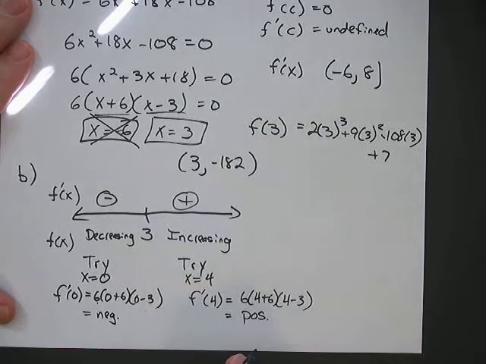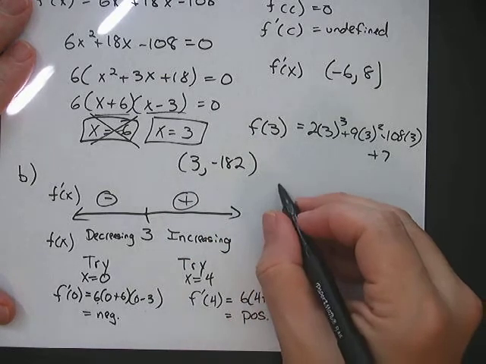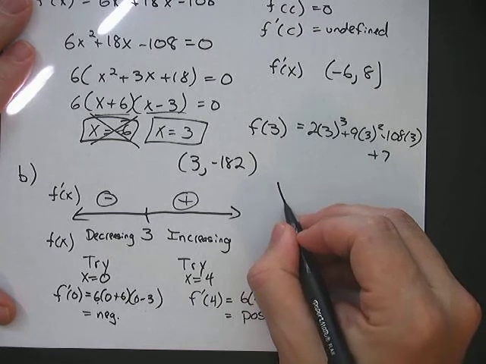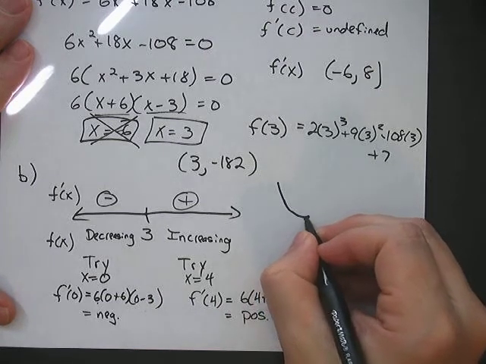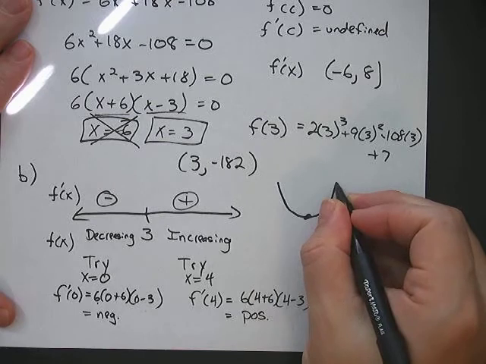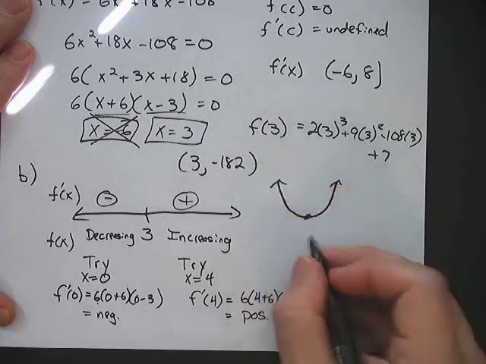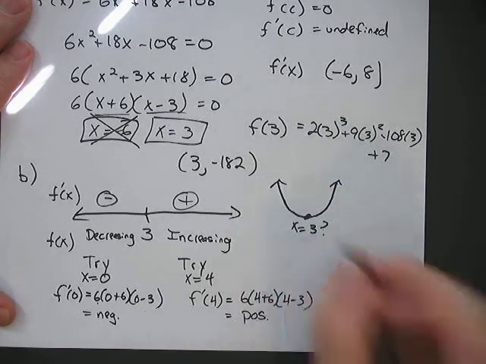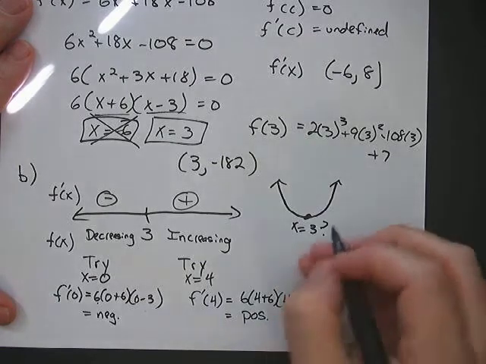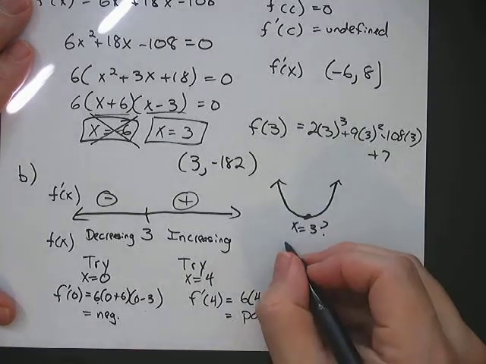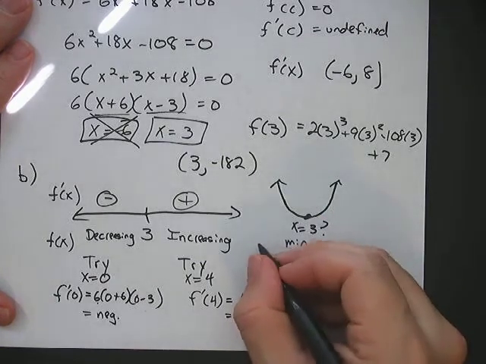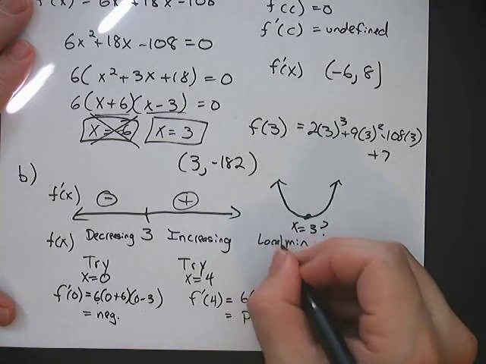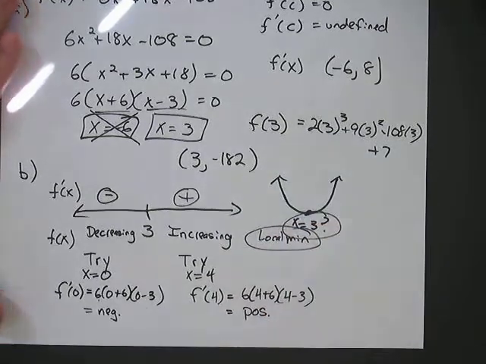Okay, so if before 3 it's decreasing and after 3 it's increasing, what does that mean? Well, let's take a look at what that might look like. So decreasing, get to the point, 3, and then increasing again. So what does that make x equals 3? Is that a minimum or a maximum? Okay, well, we know since it's decreasing and increasing, this is a minimum. So this is a local min, 3. Okay. All right, let's go on to the next question.